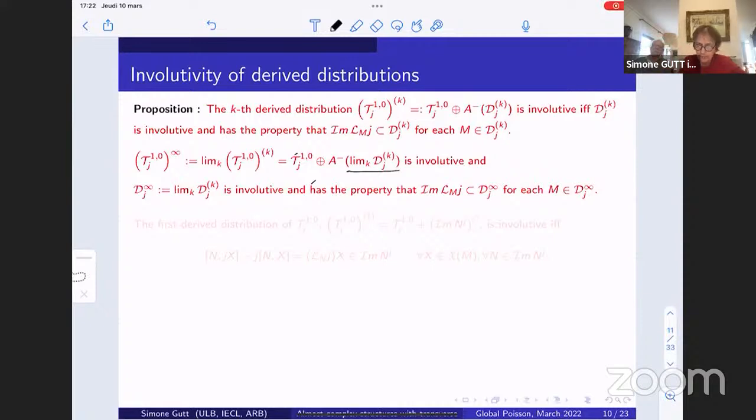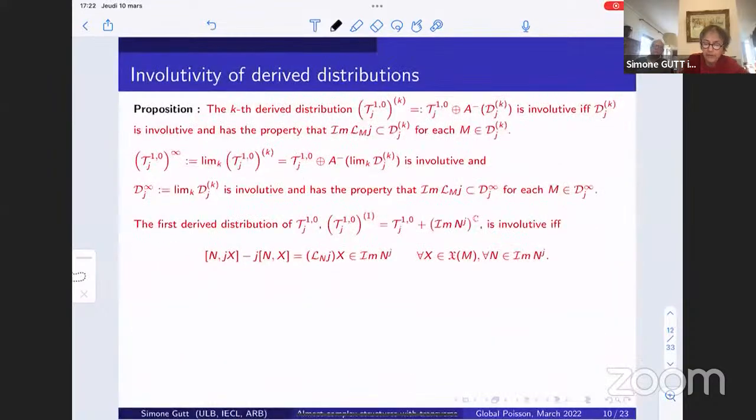Of course, around a point where it has maximum dimension, you have an open set where it has maximum dimension. And you remember that the first derived distribution was just T^{1,0} plus the image of N_J. Well, it is involutive if and only if I just need the first condition: the Lie derivative of J in the direction of any sections of the image has its image in the image of N_J.